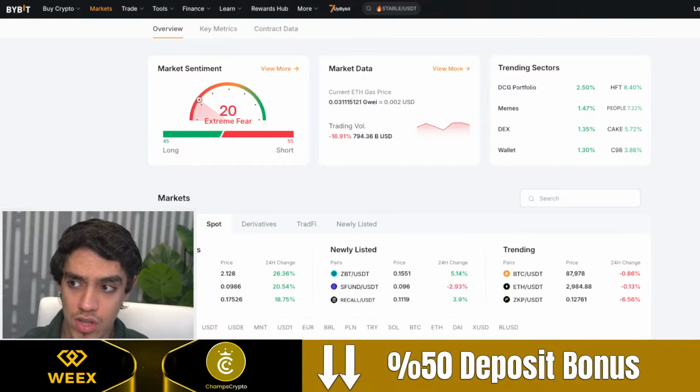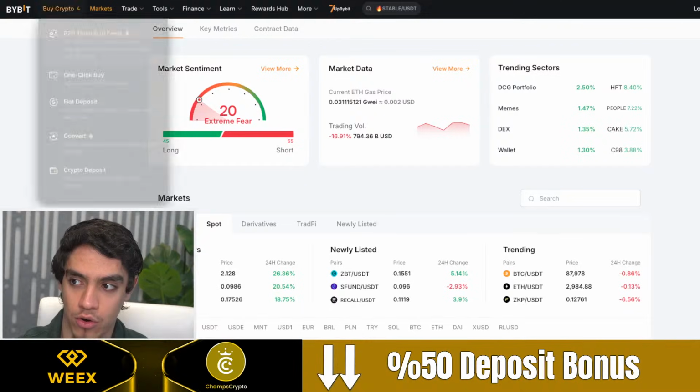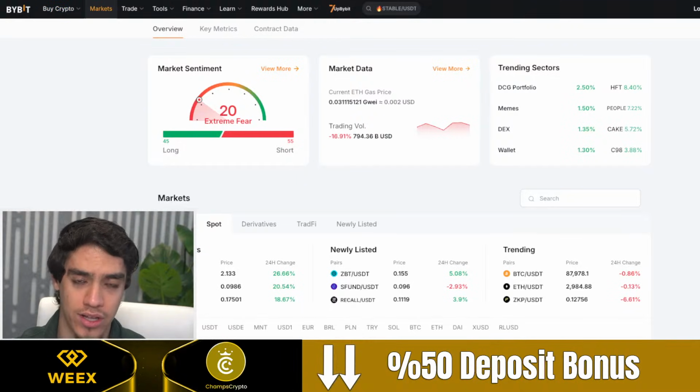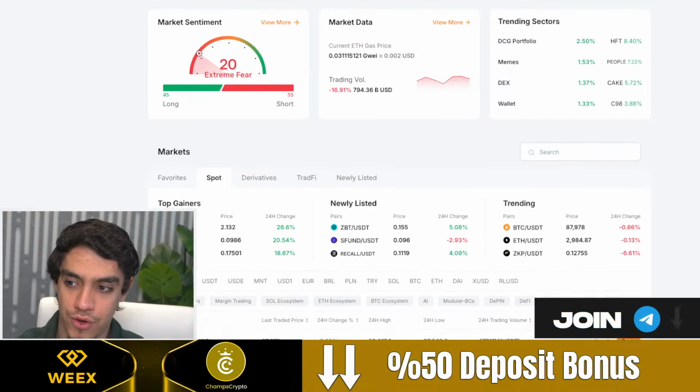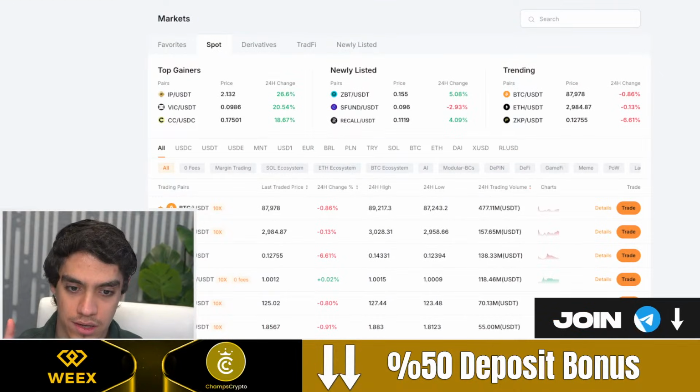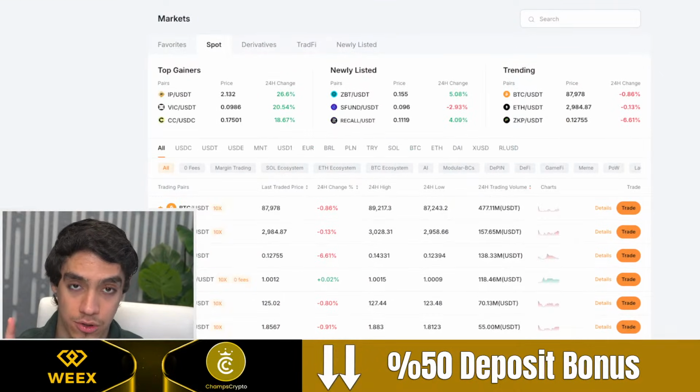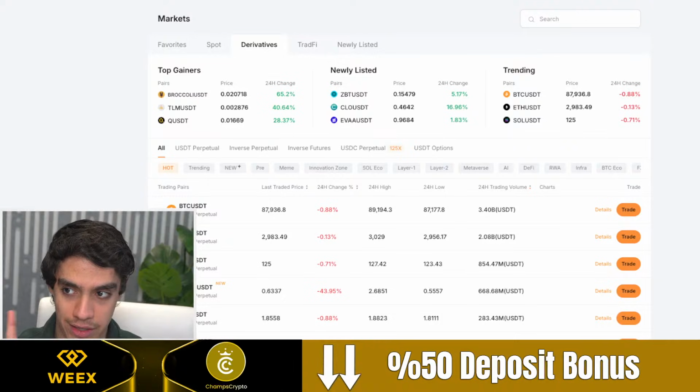Yeah. So if you go to Bybit.com, you go to markets, you don't even need an account. I'm not even signed in. Yeah, as you can see, I don't have an account. But if you go lower, you go to derivatives. So from spot to derivatives, very important, very key. Make sure to change it to derivatives.